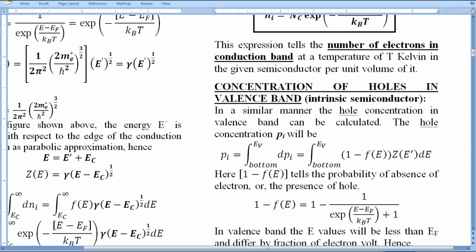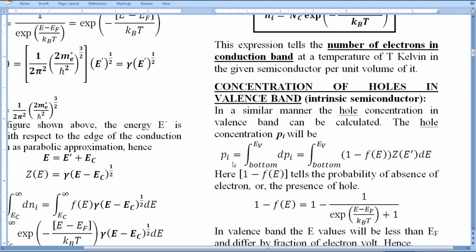Hello viewers, in this video we are going to discuss the concentration of holes in the valence band. In the previous video we calculated the concentration of electrons in the conduction band in an intrinsic semiconductor. The same exercise is applicable here, but we will do the same thing for holes. The logic is the same. If you want to know the number of holes, you must multiply the density of states of holes with the probability of a hole in the valence band.